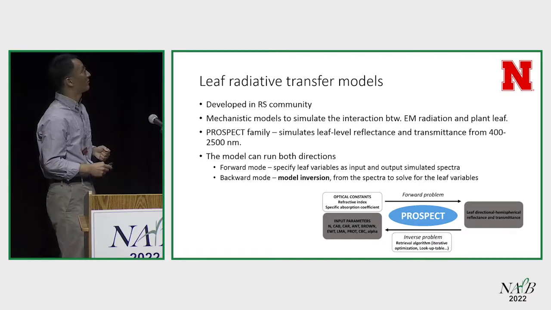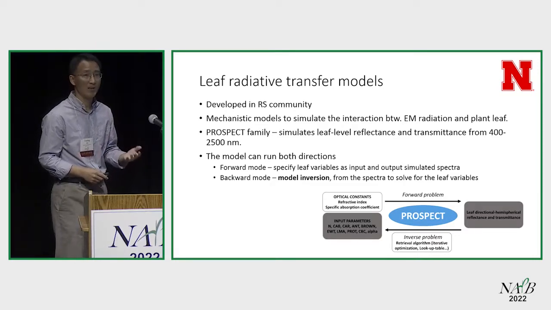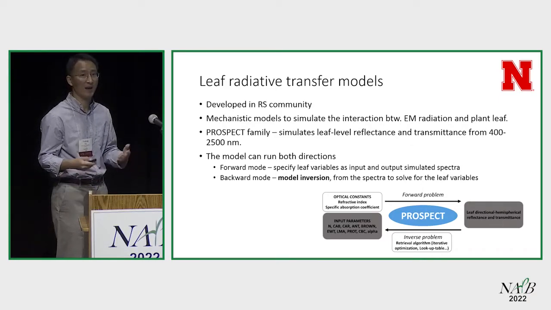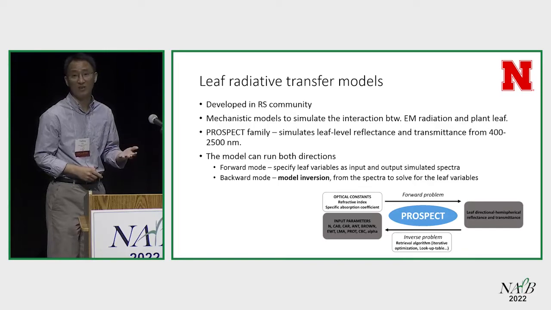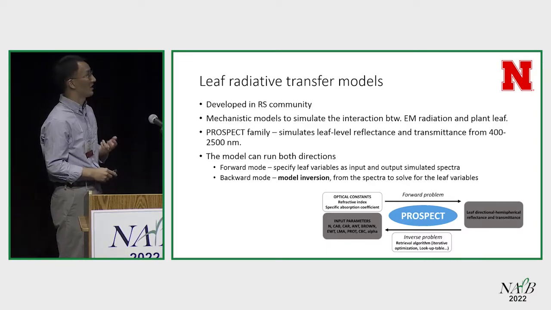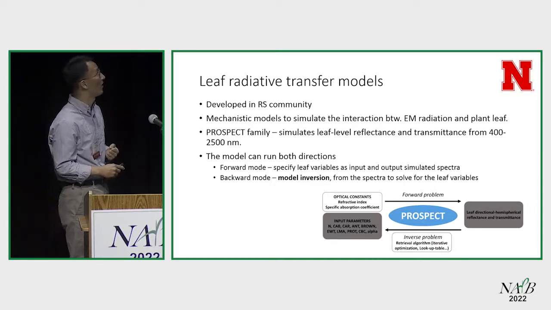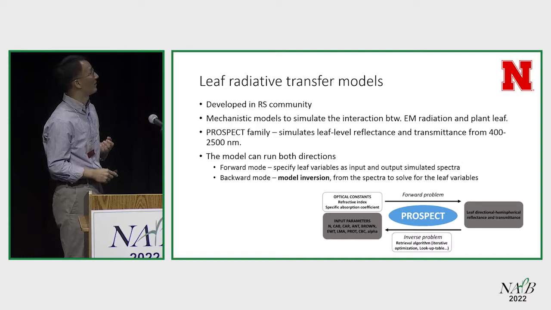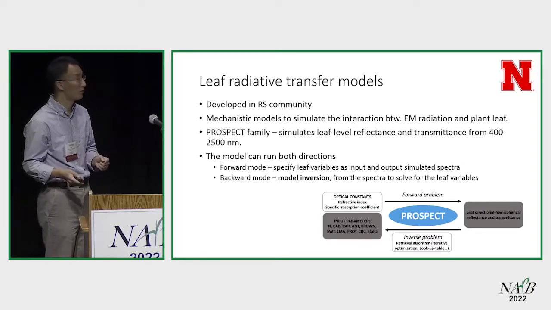So a little bit about the radiative transfer model. It was developed in the remote sensing community. This is another thing that I really like, right? When we are stuck in our own discipline, what do you do? You look out at other disciplines. There might be solutions out there for you. It has already been there for 20 plus years, 30 plus years actually. These are mechanistic models to simulate the interaction between EM radiation and the plant leaf. The most famous one is PROSPECT, the most well-known family, which simulates leaf-level reflectance and transmittance across the visible, near infrared, and shortwave infrared region, 400 to 2500 nanometers.